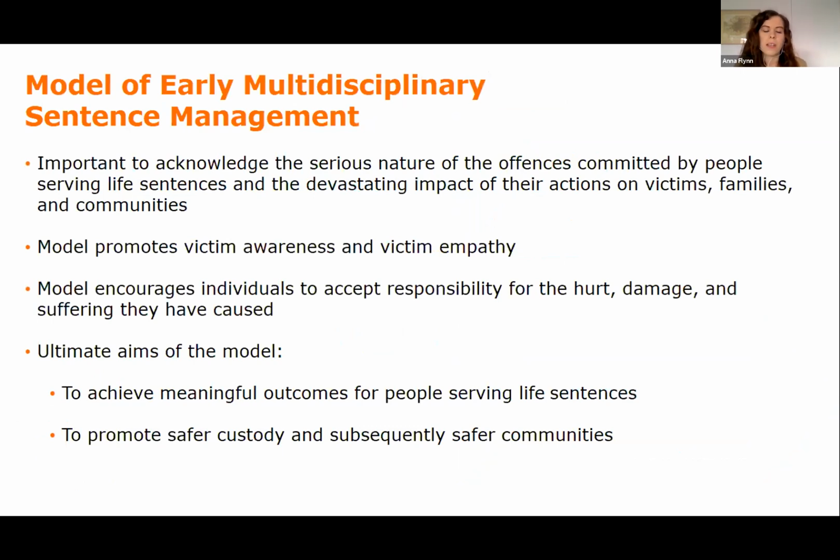And during this presentation, I have discussed the sentence management of people serving life sentences, but I think it's also important to acknowledge the serious nature of the offences committed by these individuals and the devastating impact of their actions on victims, families, and communities. So the model also promotes victim awareness and victim empathy. It encourages individuals to accept responsibility for the hurt, damage, and suffering they have caused. So the ultimate aims of the model are to achieve meaningful outcomes for people serving life sentences and crucially to promote safer custody and subsequently safer communities.